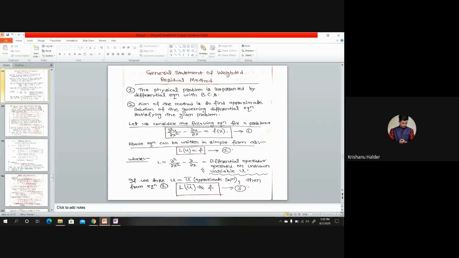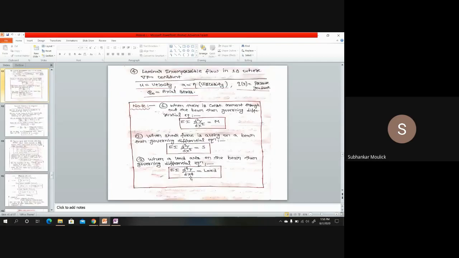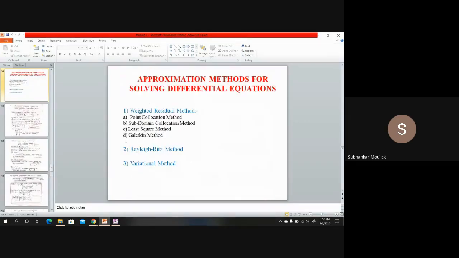Fine, Lu is equal to f. Equation number 2 is nothing but equation number 1. I am writing it in more generalized form, fine. Now I told you that all these methods are approximation methods.